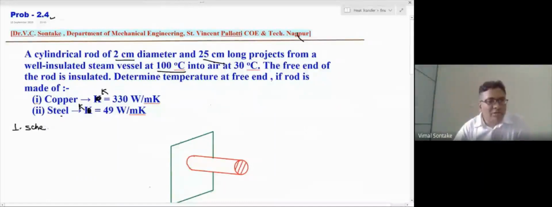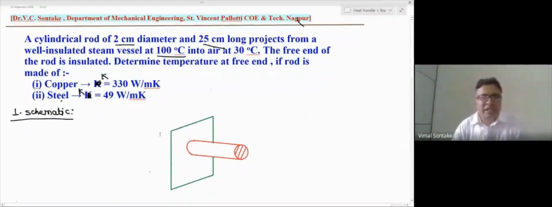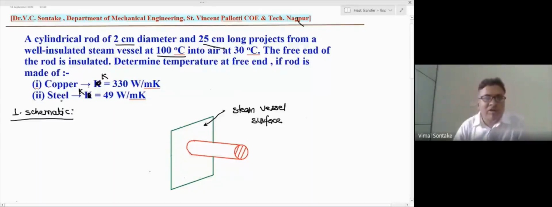In order to solve this problem, let us first draw a schematic. So as you can see here, it is mentioned in the problem, there is a steam vessel surface. So let's say this surface represents steam vessel surface, and one fin is attached to it, and this fin is in cylindrical form. So this is the fin.